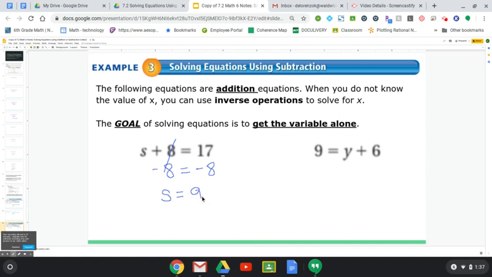9. For the next one, 9 is equal to y plus 6. We want to take that 6 away to undo that action, and we get y by itself. And then on the left side, we have to take away 6. So 9 minus 6 gives us a value of 3 as the solution to this equation.